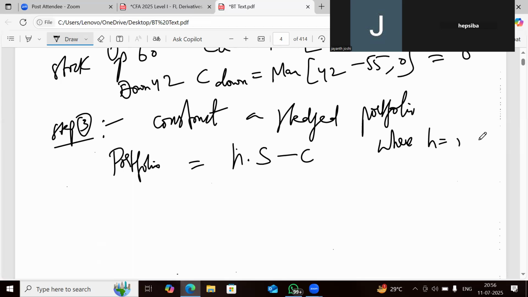H represents the number of shares, how much we need to take for one call option. That is also equivalent to the hedge ratio. For one call option shorting, how many shares we should be holding.